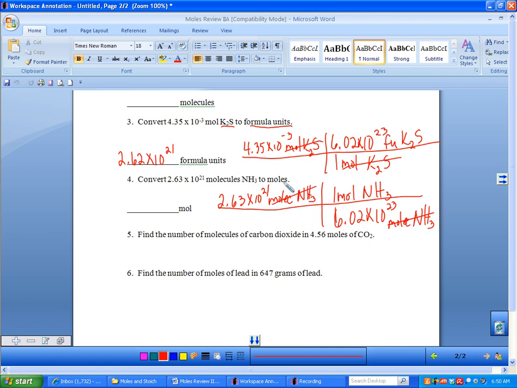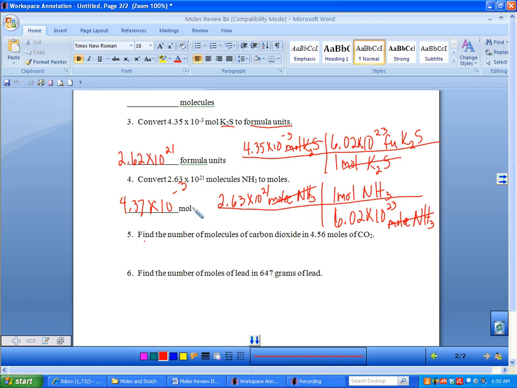Cancel, cancel. I should have just moles left. I'm going to divide this number by this number. If I do that correctly, I should get 4.37 times 10 to the minus 3rd moles of NH3.